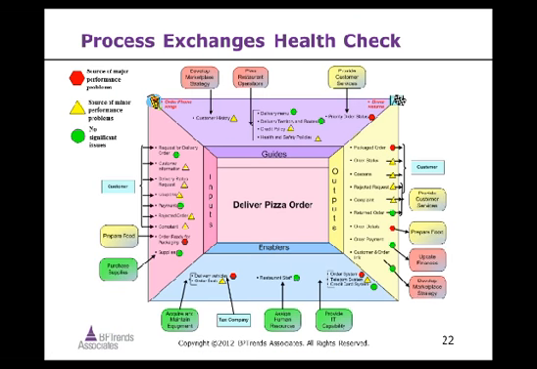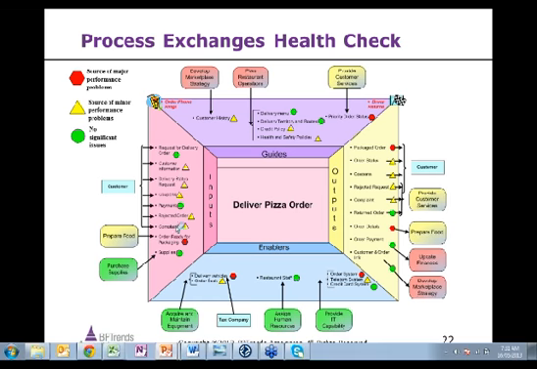So for the pizza restaurant, even for this simple little pizza restaurant, a process called deliver pizza order, there's a lot of things coming in. We have requests for the order, we have customer information, we have payments, we have complaints, we have supplies, lots of things coming into the process, coming from the external stakeholder called customer, or another process, prepare food or purchase supplies.